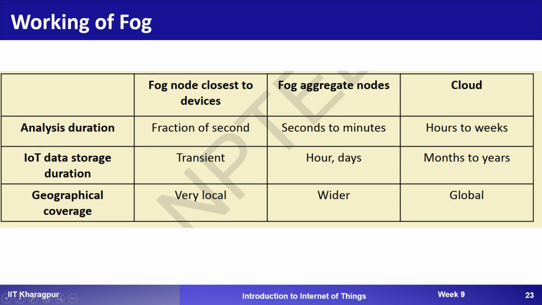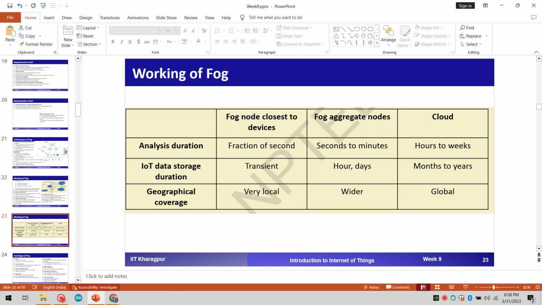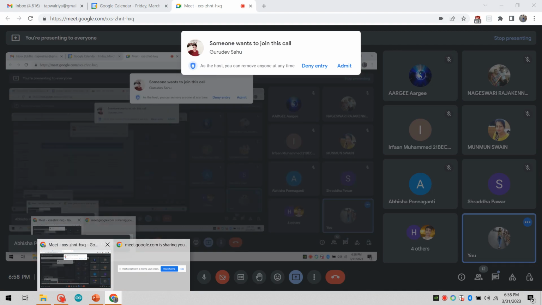Now this table is showing the difference. So basically the fog nodes which are closest to the devices, the time taken by these fog nodes for analysis is a fraction of seconds. However, the fog aggregate nodes can take seconds to minutes in order to analyze the data. However, cloud can take hours to weeks.